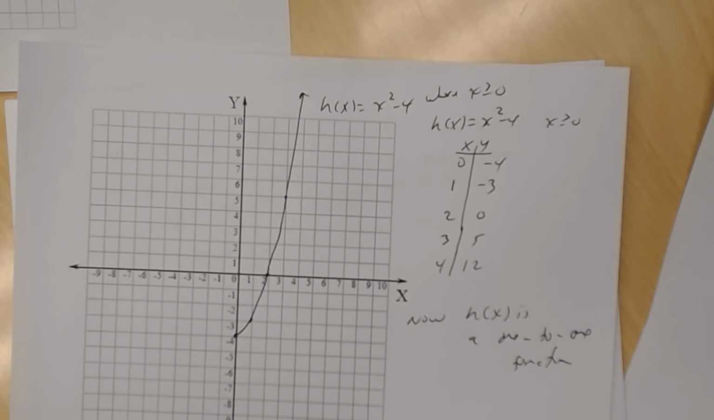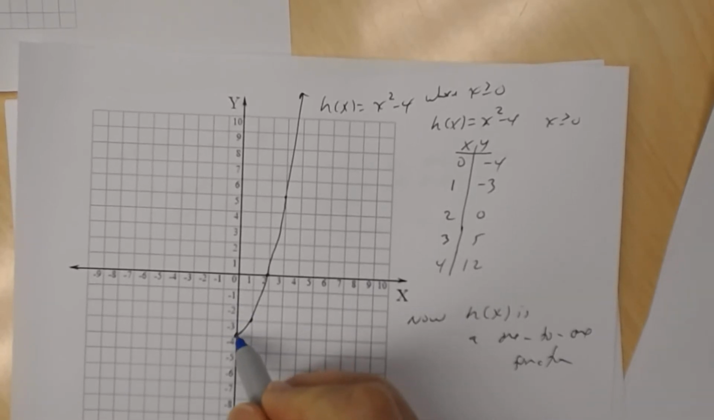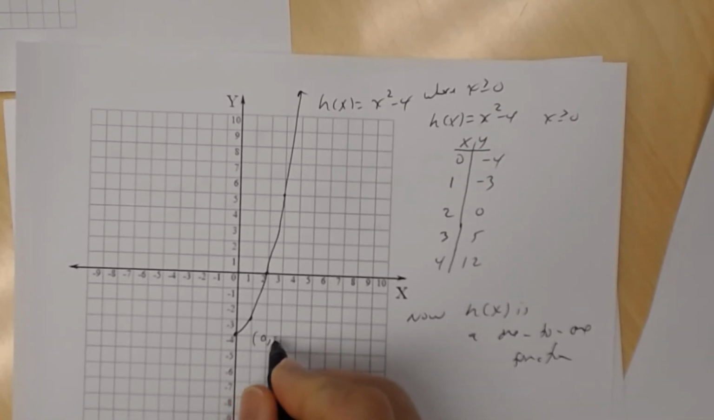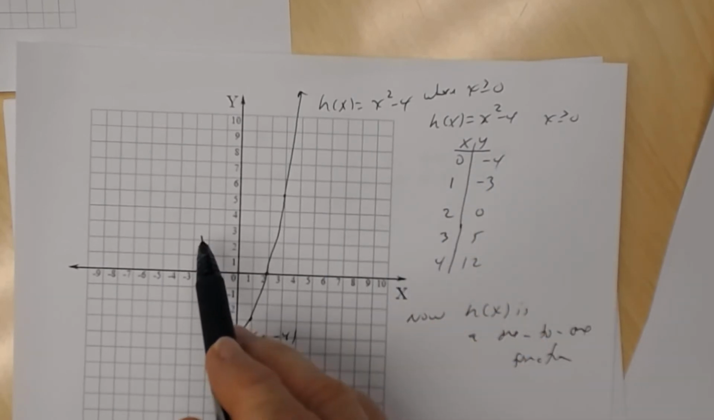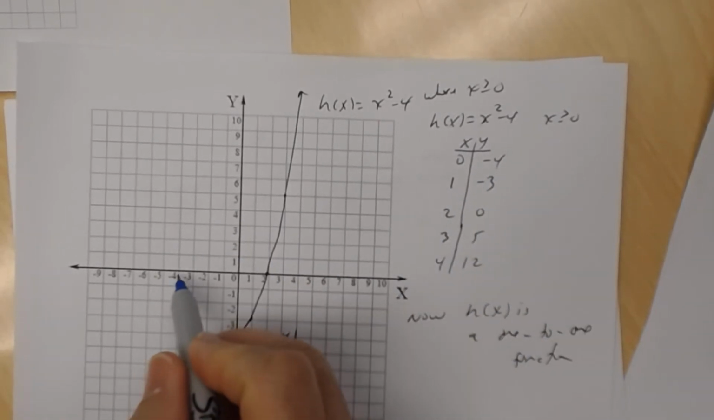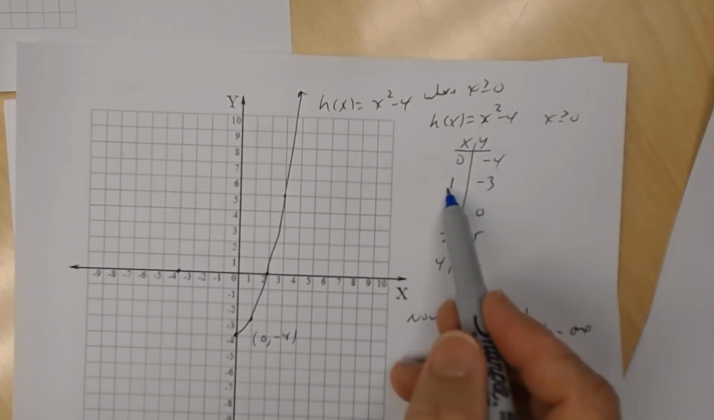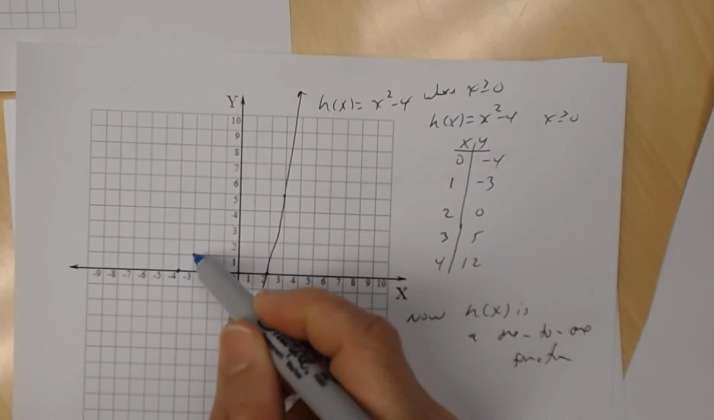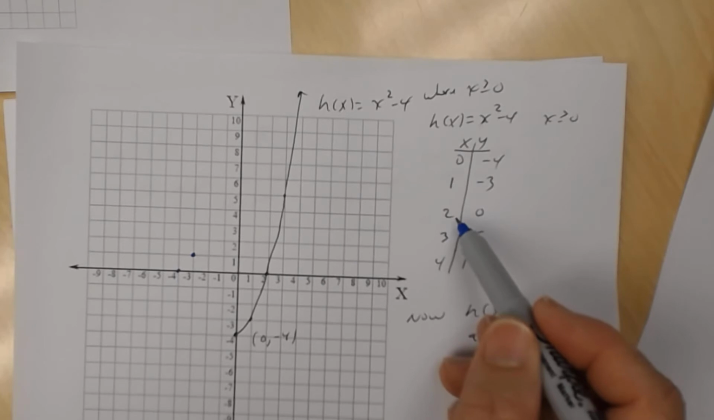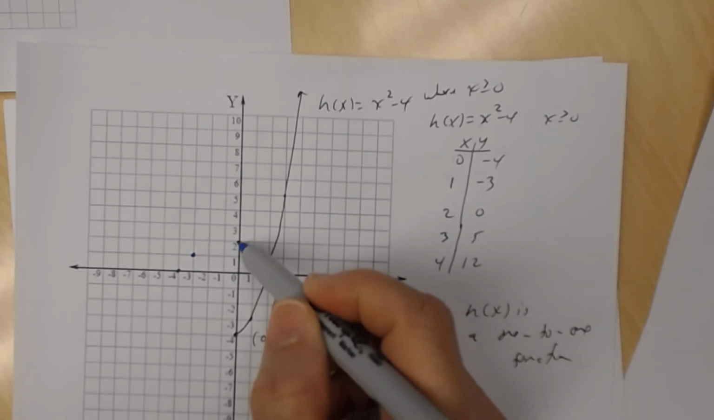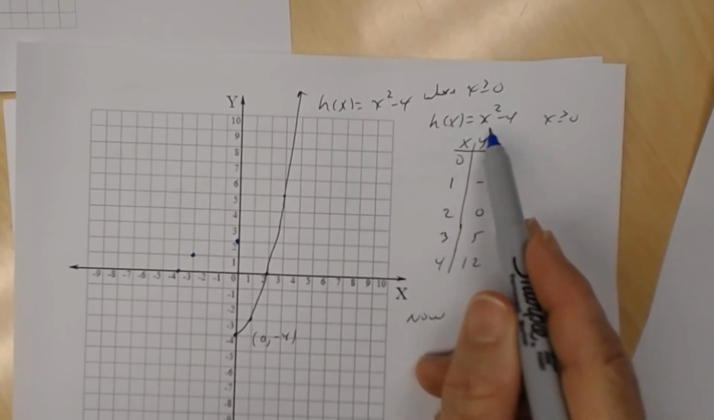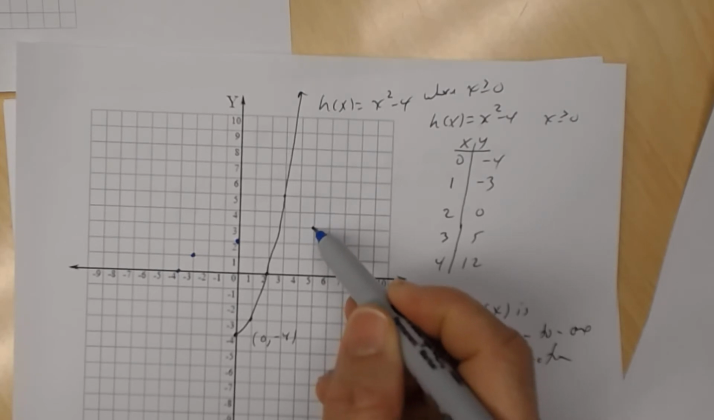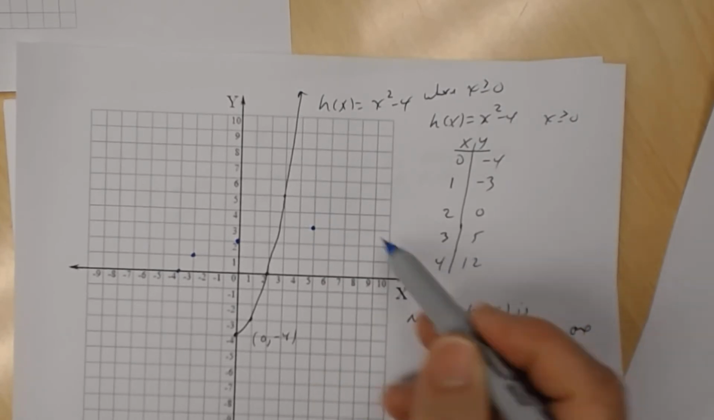So here's how you graph. I'm going to use the blue color here. The point 0, negative 4, right here, becomes the point negative 4, 0 on the inverse. So negative 4, 0 is here. The point 1, 3 becomes negative 3, 1. So negative 3, 1 is here. The point 2, 0 becomes the point 0, 2. 0, 2 is here on the inverse. 3, 5 on h of x becomes 5, 3 on the inverse. 5, 3 is here. And then 4, 12 becomes 12, and we didn't graph it.